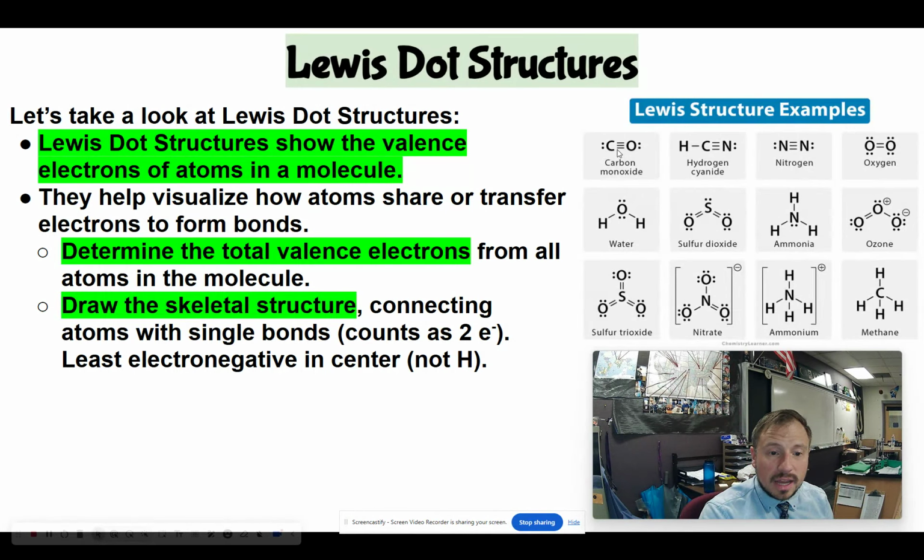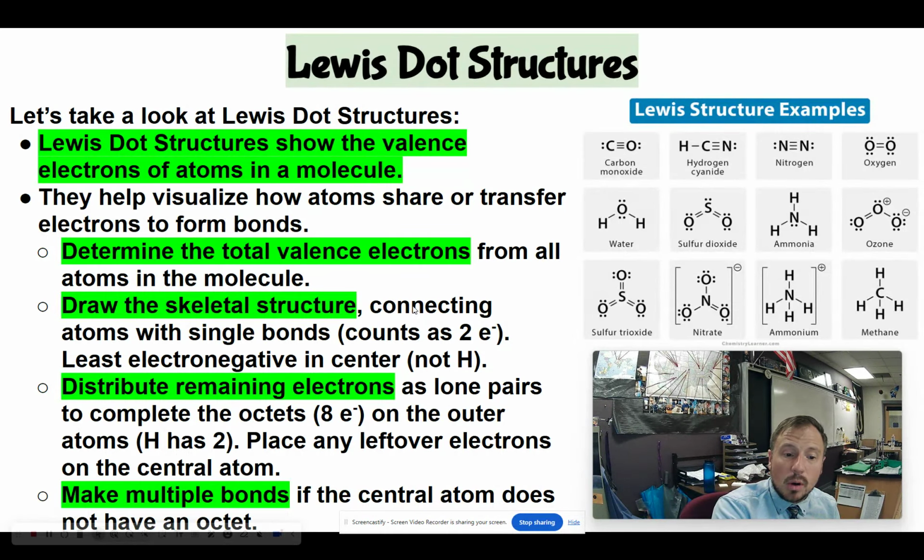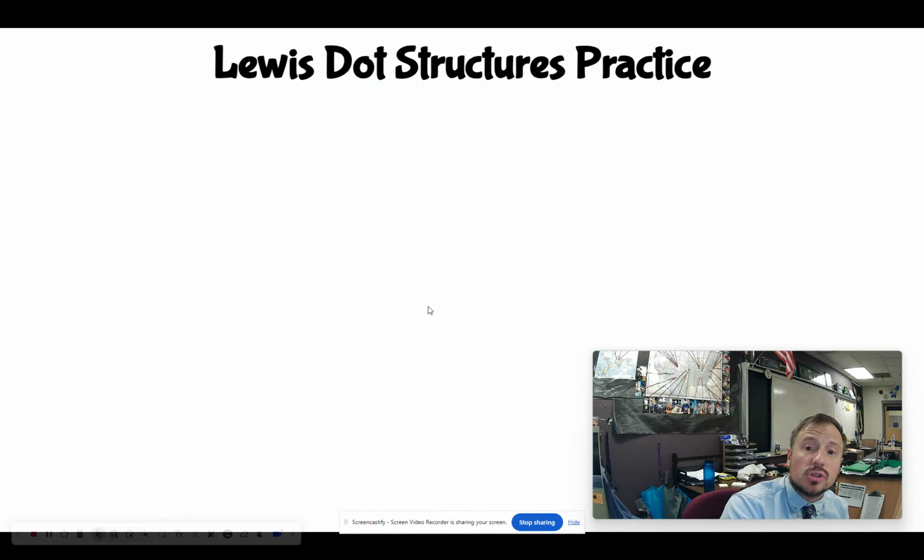The least electronegative is in the center, not hydrogen. So hydrogen's never in the center. And then distribute those remaining electrons as lone pairs to complete those octets on the outer atoms, and remember H has two, right? Hydrogen has two. Place any leftover electrons on the central atom, and then make multiple bonds if the central atom does not have an octet. So remember, covalent bonds, you can have double or even triple bonds.